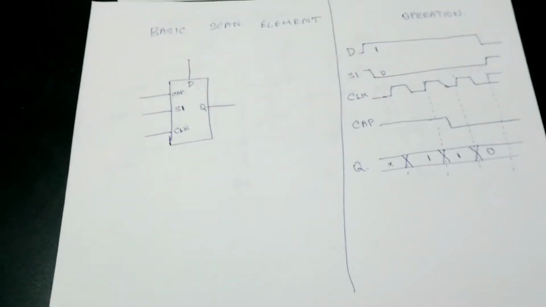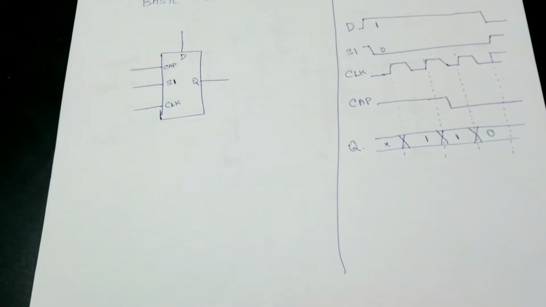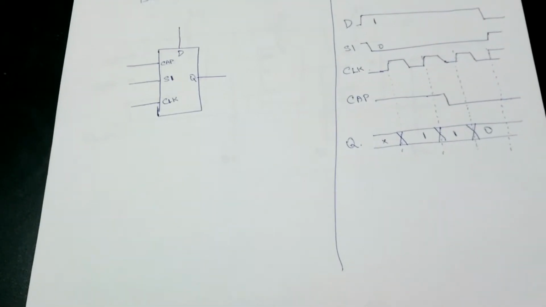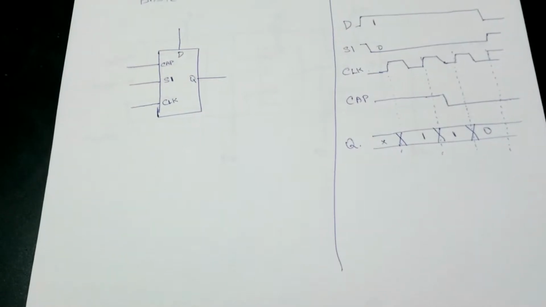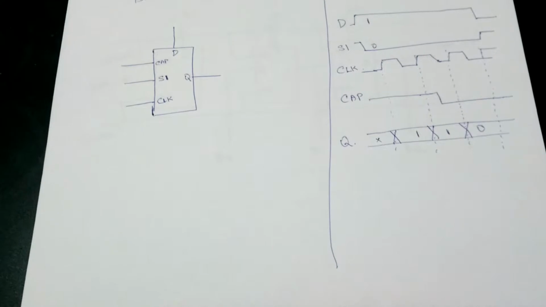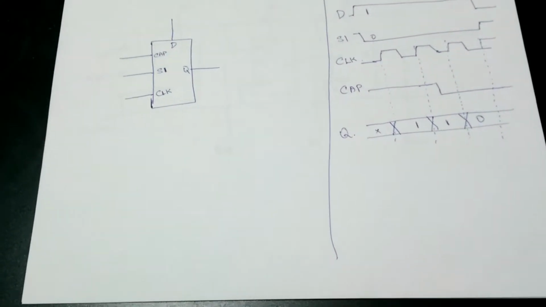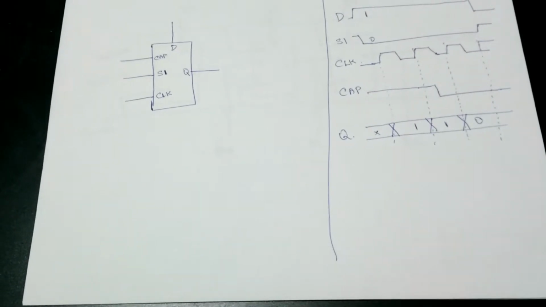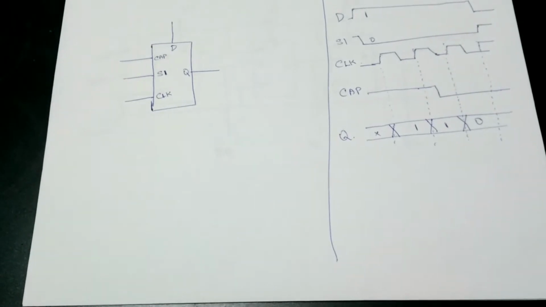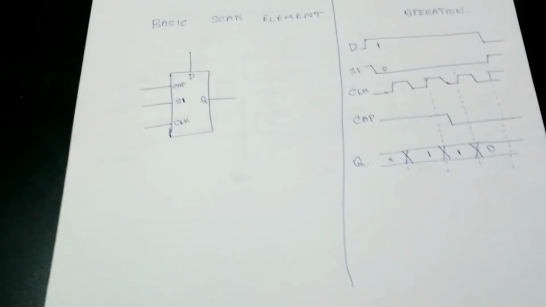So let's take a look at the basic scan element which is present in every IC. A scan element is basically a flop that has an additional functionality. On the left, it is a flop that has two additional pins, a capture input and a scan in input. On the right, you can see the operation. If the capture input is high, the flop outputs the D input to the Q, and if the capture is 0, it outputs the SI input to the output. So this is a basic scan element.